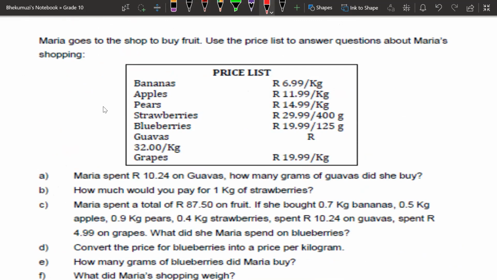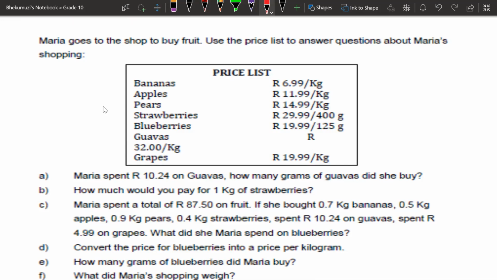Now, Mary goes to the shop to buy fruit. Use the price list to answer questions about Mary's shopping, right? Now, the price list has bananas, apples, pears, strawberries, blueberries, guavas, and grapes, right? And it says here, for bananas, we have 6.99 per kilogram.